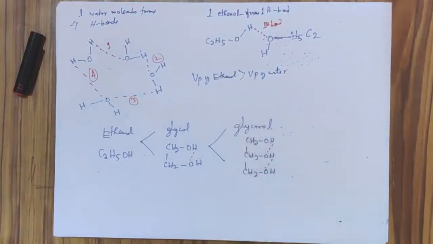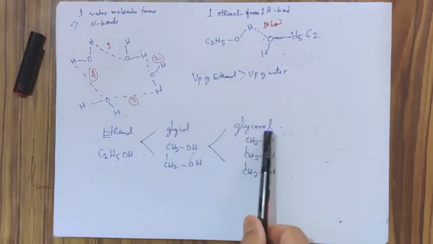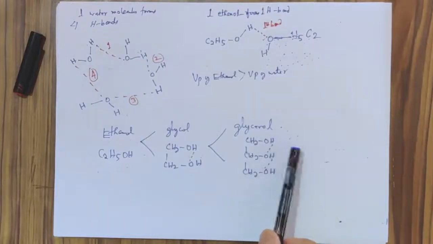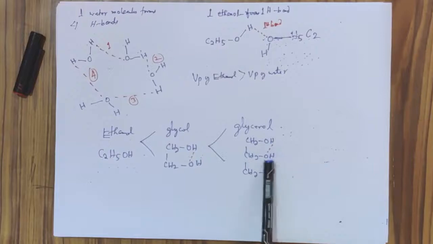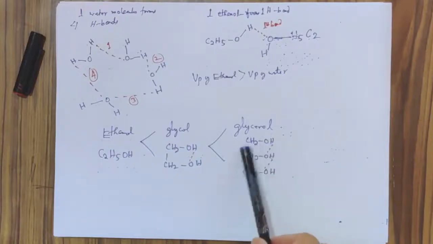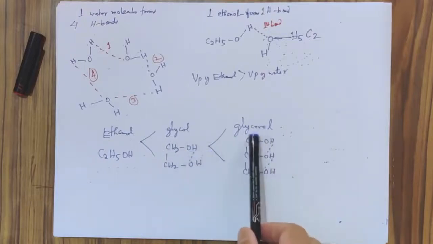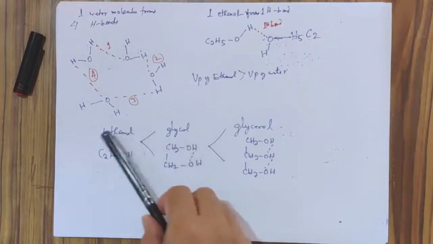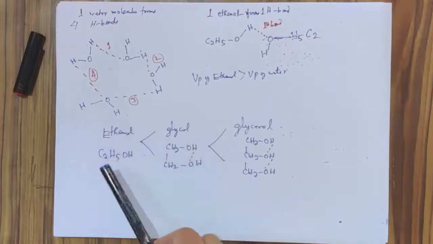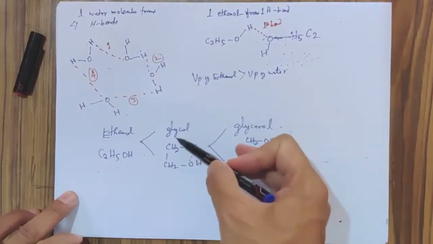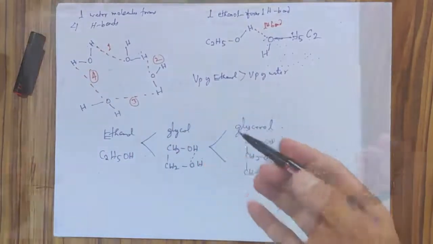Because of the nature of the substance, glycerol has many hydrogen bonds. They are not free; there are lots of attractions around them. Glycol has less hydrogen bonding than glycerol, and lastly ethanol has the least hydrogen bonding among them. Vapor pressure of glycerol is highest, next is glycol, and last is ethanol.